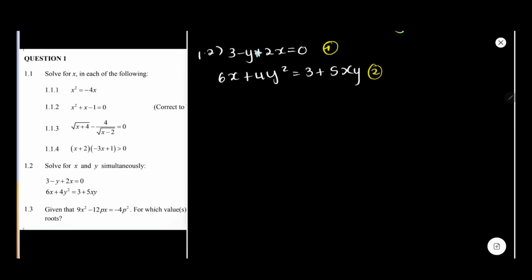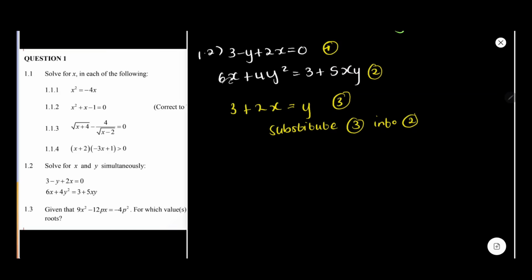We can go ahead and we see that y is nicely sitting on its own. It doesn't have any coefficient like a 2 or 3 or anything. So we can make that the subject. So we're going to take y over, and so we have y is equal to, then we still have the 3 here, and then plus 2x. And so this is now our equation 3. Then we're going to go ahead and just substitute equation 3 into equation 2. And then in place of y, we're just going to put 3 plus 2x.